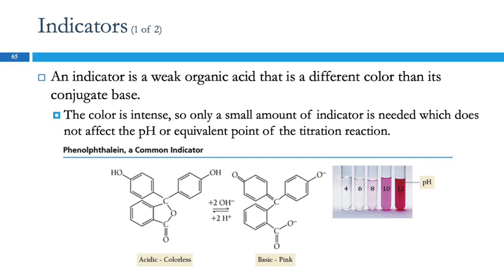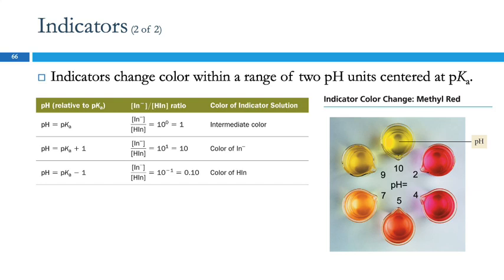If we're titrating a weak acid, is the pH likely to be near 8? Yeah, because it's going to be a bit above 7, right? So what we see is that indicators are going to change color within a range of 2 pH units centered at the pKa. So pKa plus 1, pKa minus 1. So at pH equal to the pKa of the indicator, you're going to have the intermediate color.